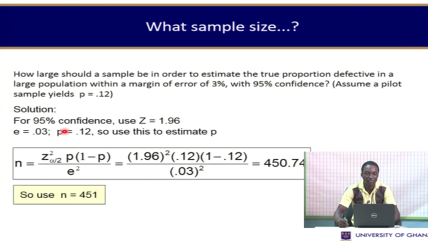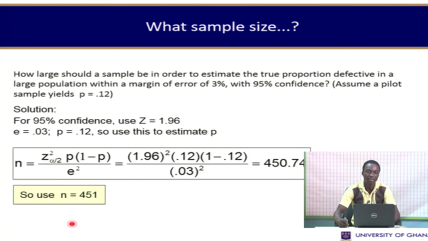So, for 95% confidence interval, we set our z to be 1.96. Our margin of error is 3%, that is 0.03. Our p is 0.12, and therefore we use this to estimate our value of n, which is z squared, that is 1.96 squared, multiplying p times 1 minus p, that is 0.12 times 1 minus 0.12, which gives us 0.88, divided by 0.03 squared. And that gives us a sample size of 450.74, approximated to 451.